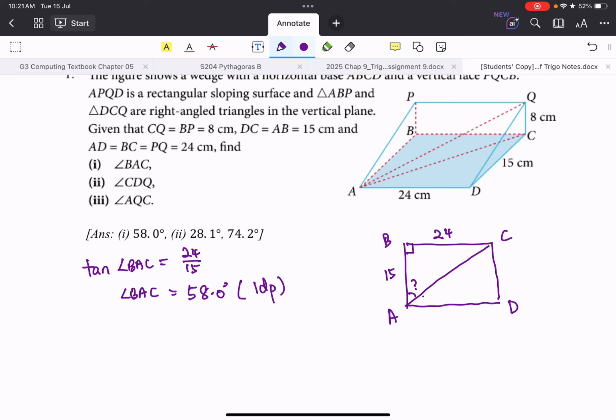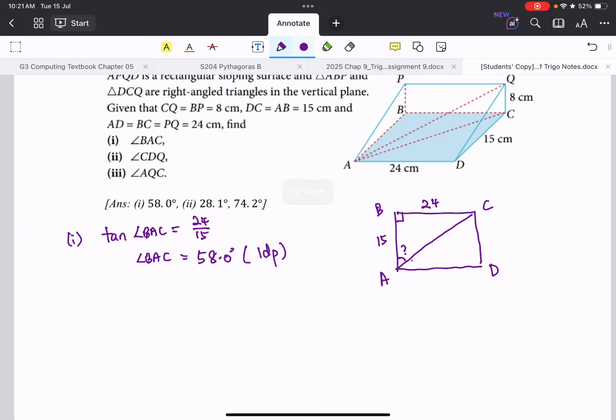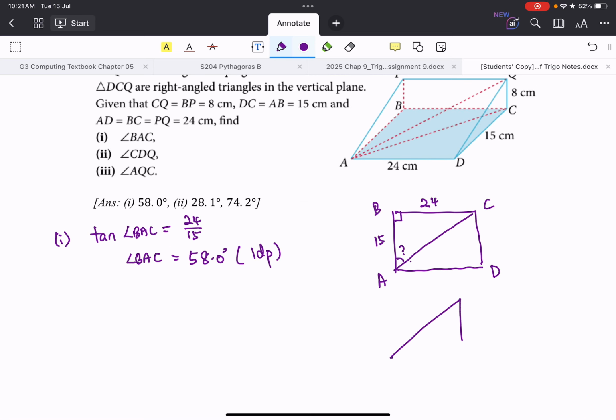For the second part, we want to find angle CDQ. Same thing, I'm going to sketch the diagram CDQ. Q is up here, C is up here, 90 degrees, D here. So I know that this is 15 units, this is 8 units. By sketching the diagram, it gives us a lot of clarity of what we want to achieve, right? So from here, tangent angle CDQ is 8 over 15.